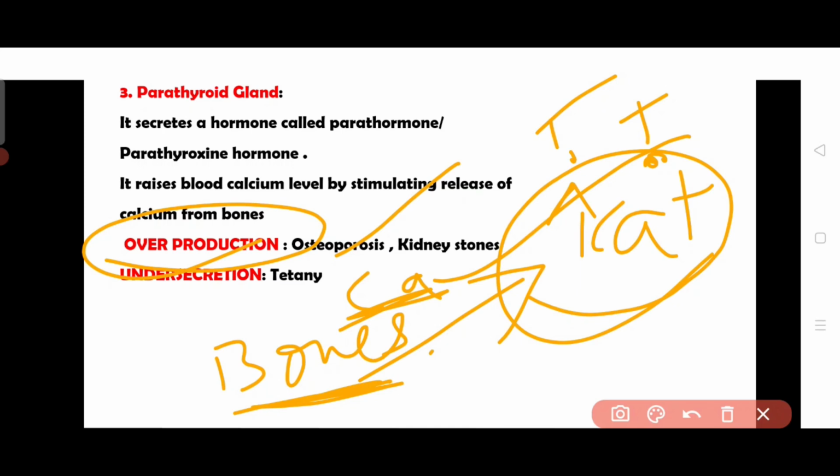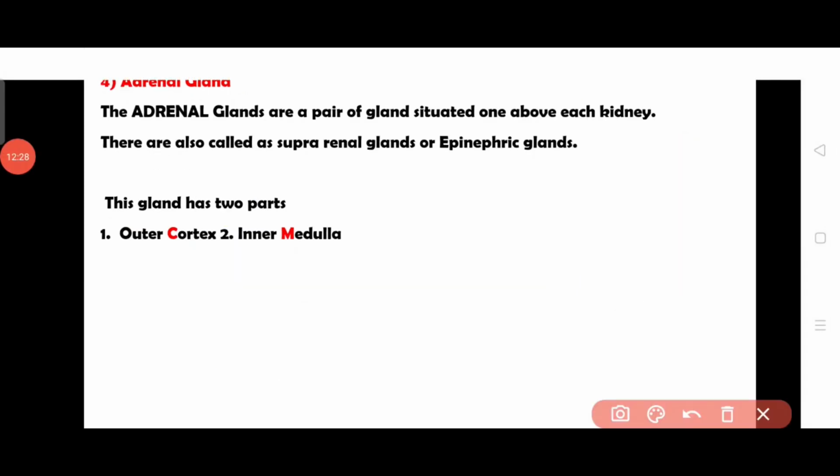Undersecretion of the parathormone causes tetany in children. In tetany, muscles remain in a sustained contraction. Next one is an important gland, that is the adrenal gland, where you will get a definite question in every examination.